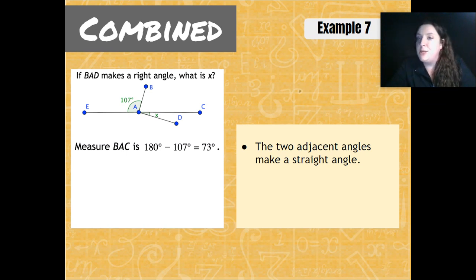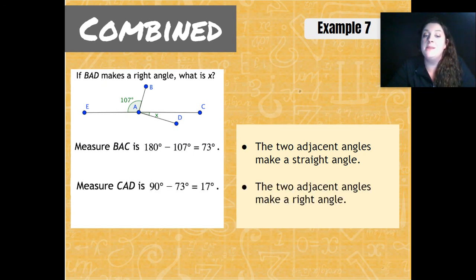EAC is clearly a straight line. 180 minus your 107 gives you 73. That means angle BAC is 73 degrees. If you know that angle BAC is 73 degrees, then you can figure out what angle x equals by subtracting 73 from 90 to get 17. The two adjacent angles make a right angle, which means they are 90 degrees.